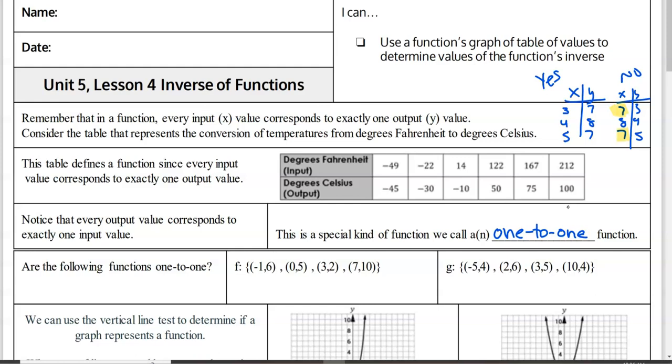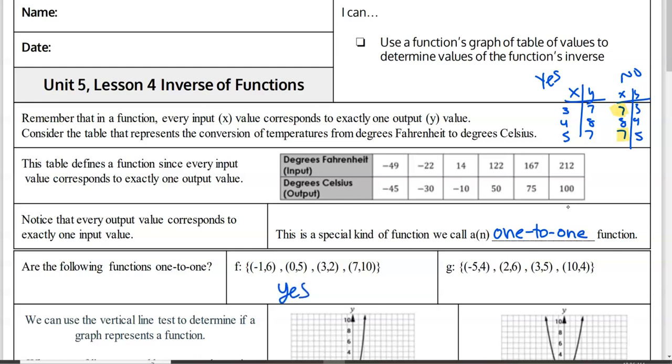Okay, so we have relation, just a whole bunch of points. We have a function, which is where my x's do not repeat. And then we have one-to-one, where I don't have any x's or y's repeating themselves. Look at these two examples, f and g. Are they one-to-one? Look at my first one. We have negative 1, 6, 0, 5, 3, 2, 7, 10. Is this a one-to-one function? Yes.